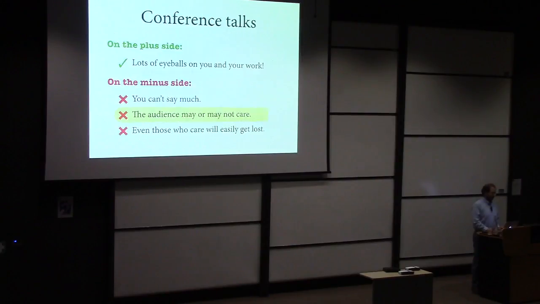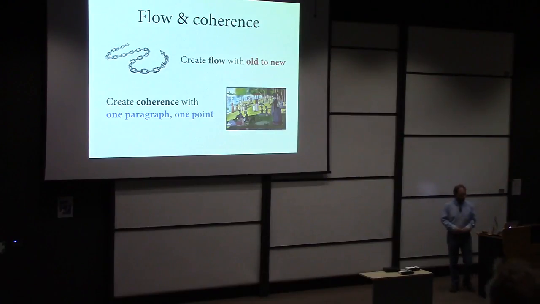Okay. All right, so that was about the audience not caring. So the last one, which is a big one, is how do you prevent the audience from getting lost? And this is where these ideas from how to write a good paper come back into play. We already heard at the beginning of the talk about how to prevent the reader of a paper from getting lost, and very similar ideas apply in the talk setting. So remember we had flow and coherence. Flow with old to new and coherence with one paragraph, one point. So how does that play out in a talk?